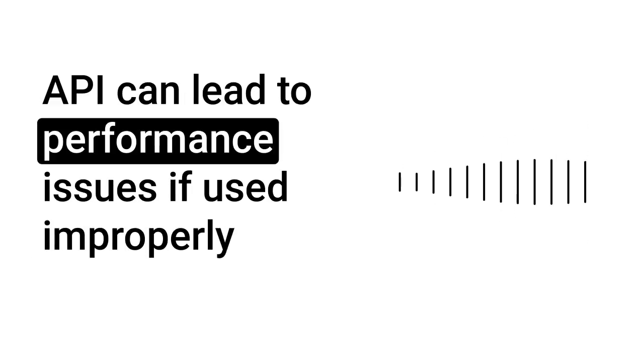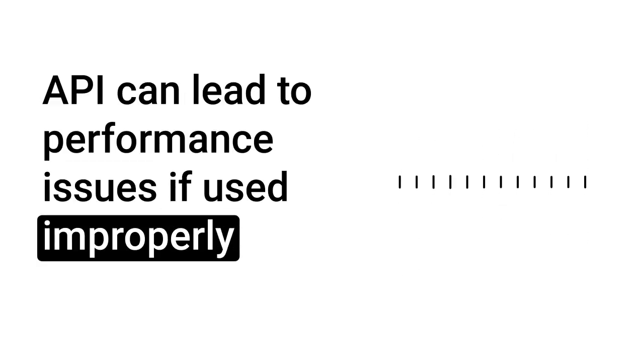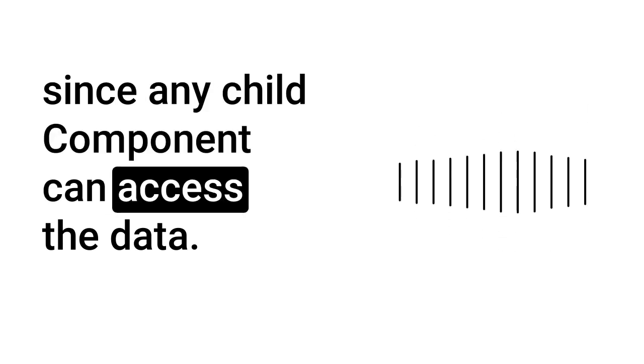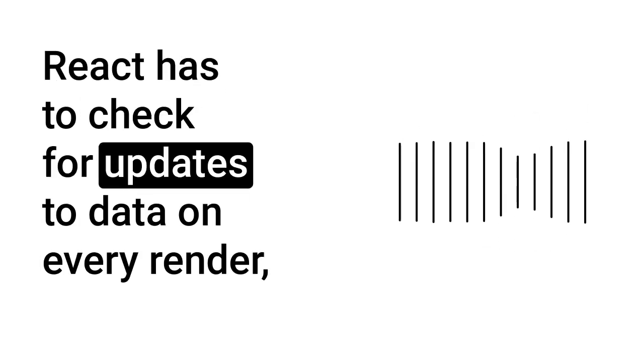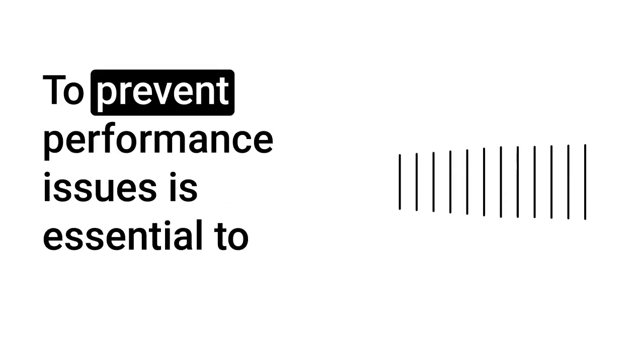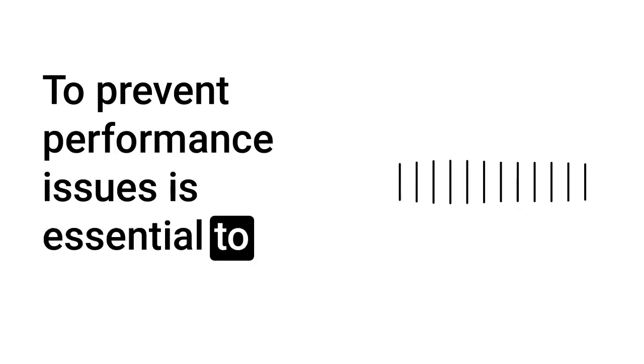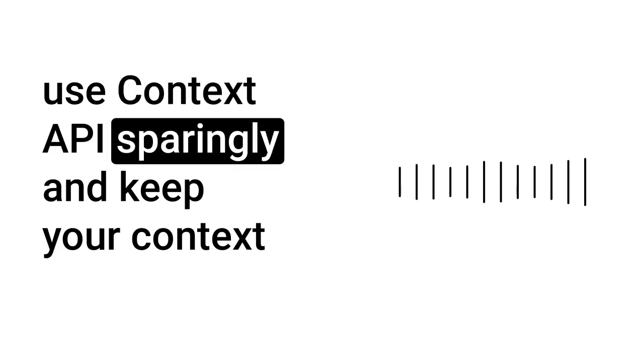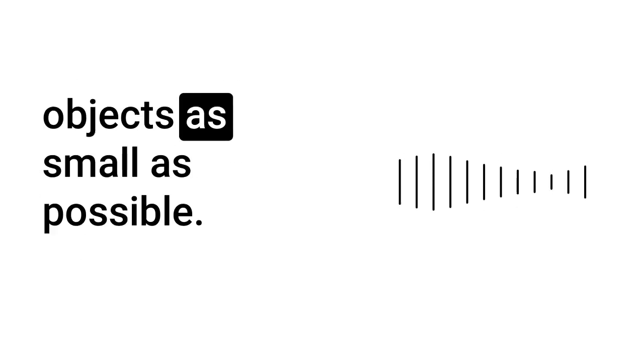One thing to keep in mind is that the context API can lead to performance issues if used improperly. Since any child component can access the data, React has to check for updates to data on every render, even if the component doesn't use the data. To prevent performance issues, it is essential to use Context API sparingly and keep your context objects as small as possible.